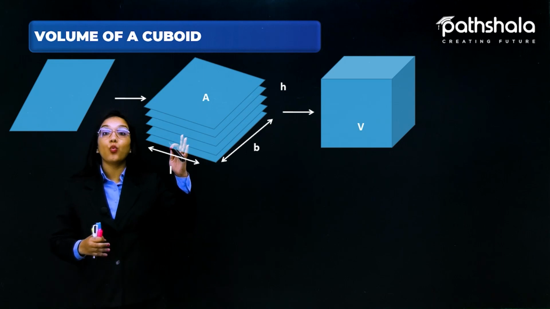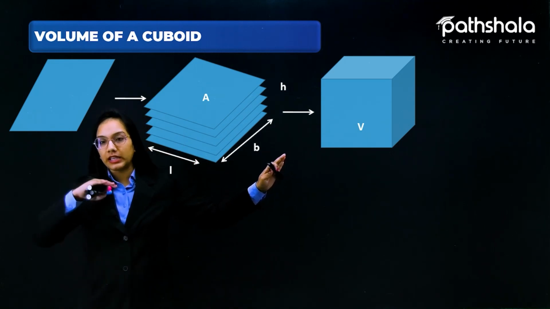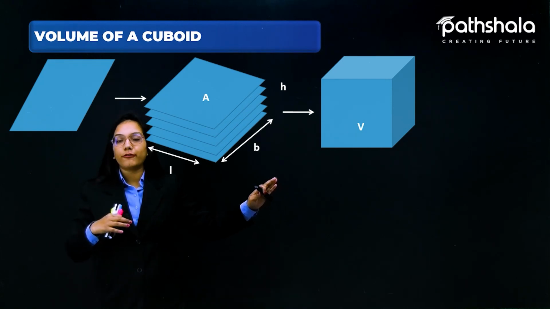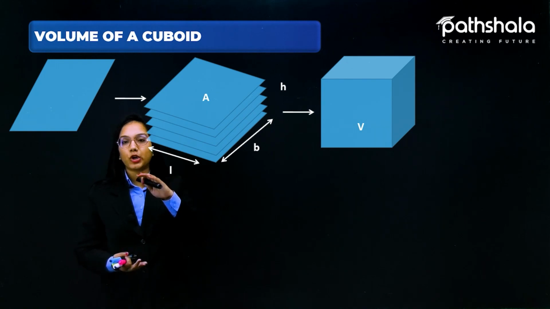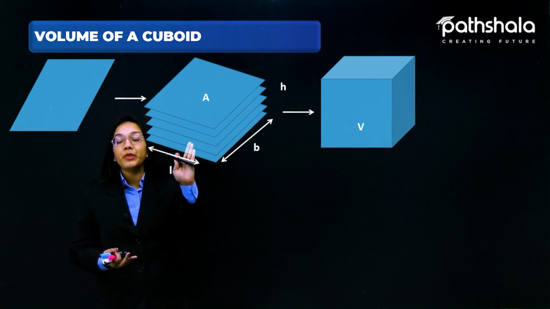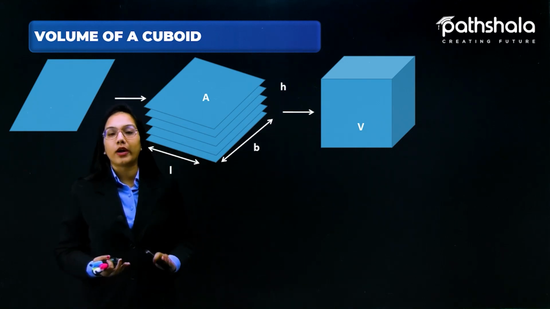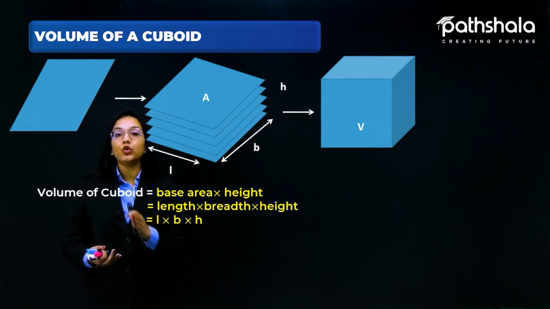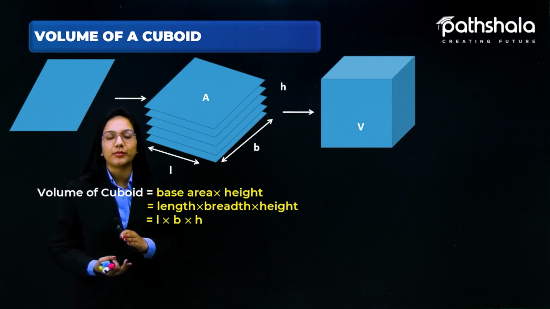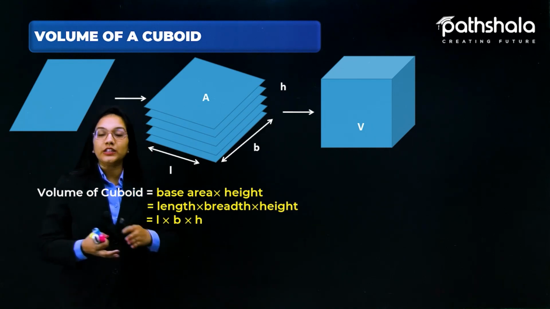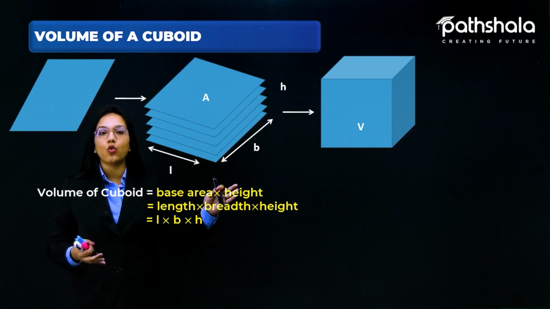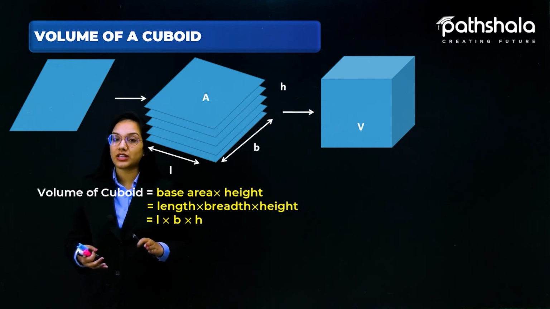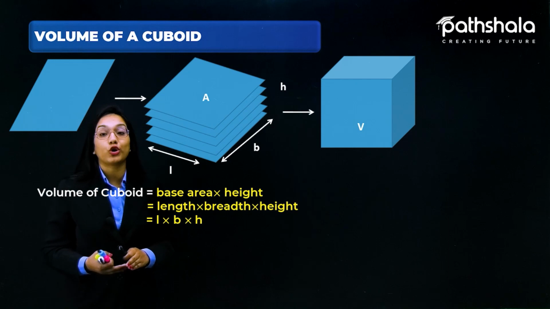Now we are talking about its volume, because if we are talking about a single piece of a rectangle, we are only concerned with its area. But if all these rectangles are piled up together, then they form this volume, which is called the volume of a cuboid. So what is the volume of the cuboid? The volume of the cuboid is the base area into the height, and the base area is the same as the area of the rectangle, which is length into breadth. So it would be length into breadth into height, which is L into B into H, where L is the length, B is the breadth, and H is the height. This is called the volume of a cuboid.